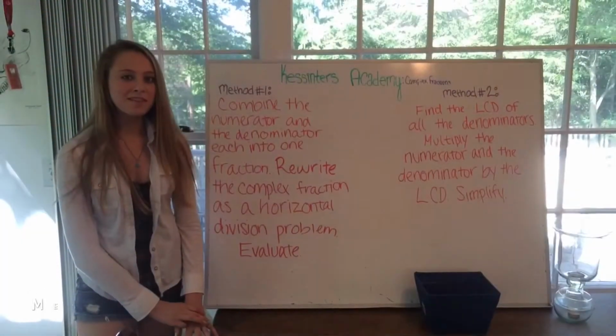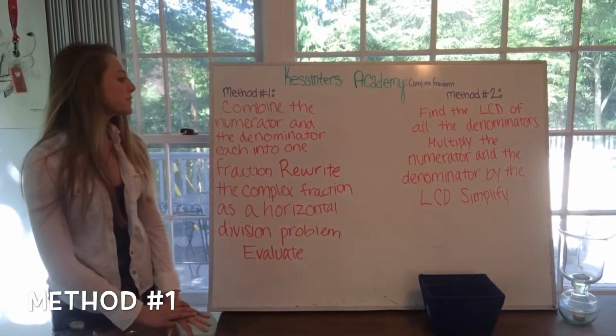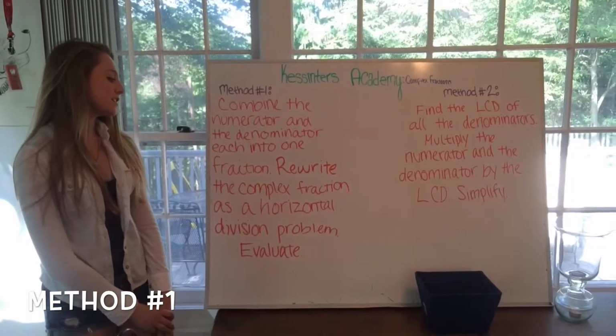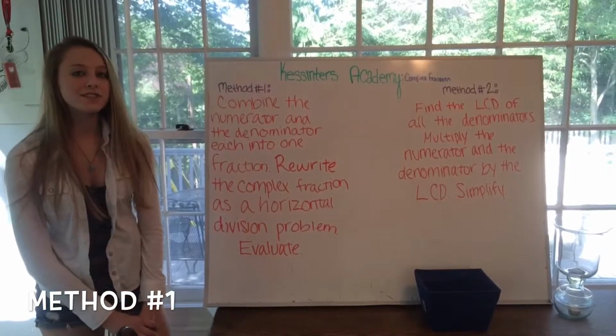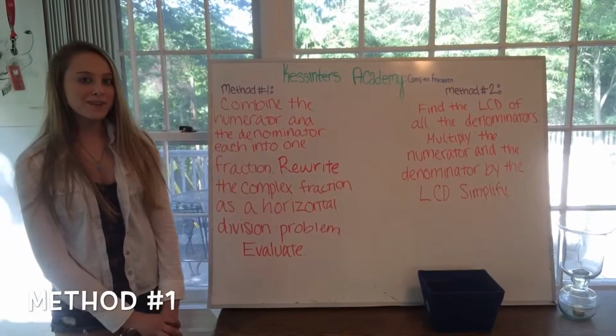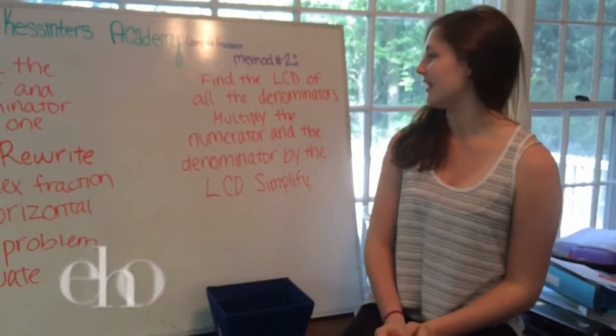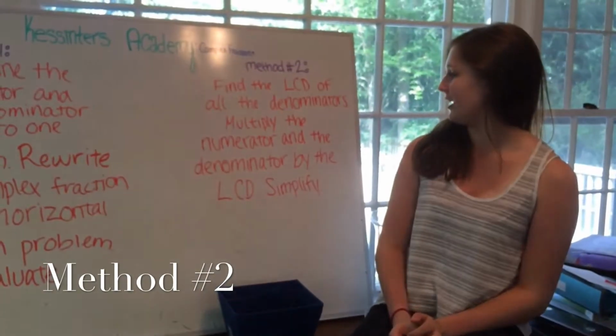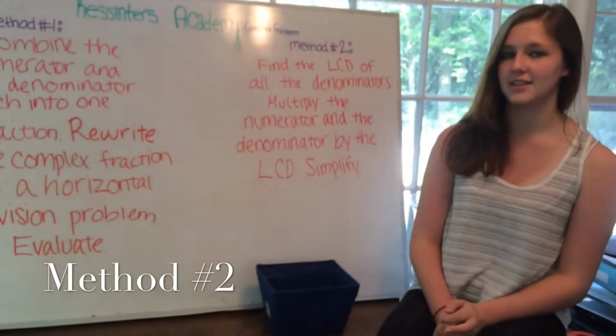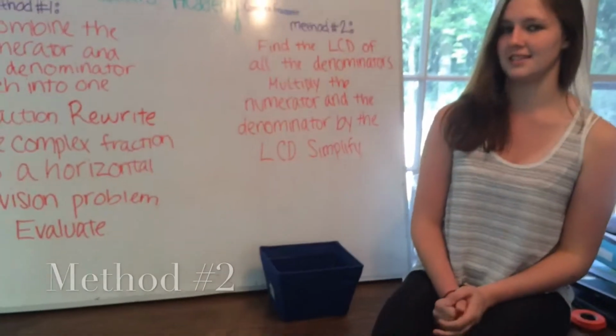Method number 1 for simplifying complex fractions is used when you combine the numerator and the denominator into one fraction, and then you rewrite the complex fraction as a horizontal division problem and evaluate to find your simplified answer. Number 2 is when you find the LCD, the lowest common denominator, of all the denominators and multiply the numerator and the denominator by the LCD and simplify.